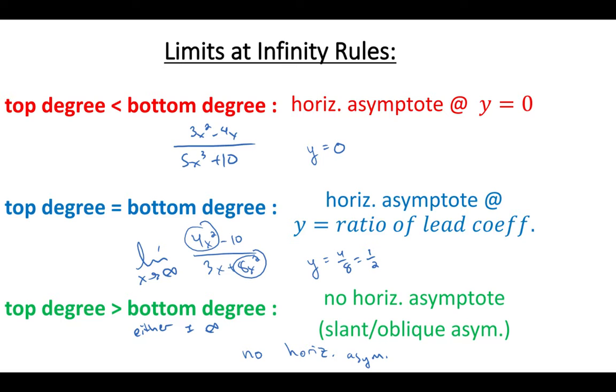So those are our 3 rules. It's beneficial to memorize those because we'll have tests over this pretty soon. These same rules pretty much apply for limits at infinity and also horizontal asymptotes because they're kind of one and the same.